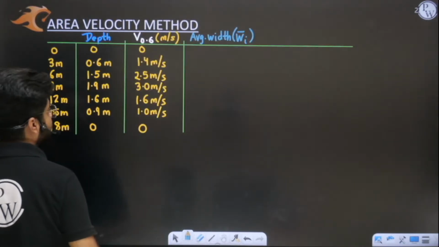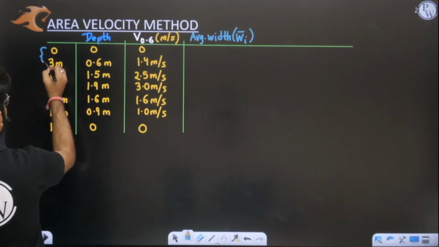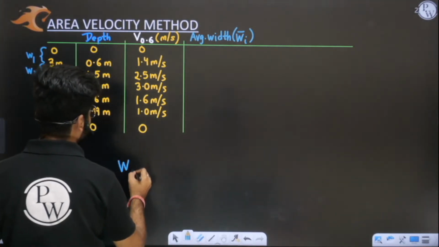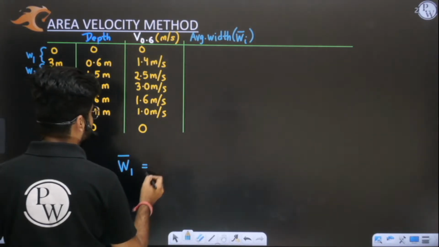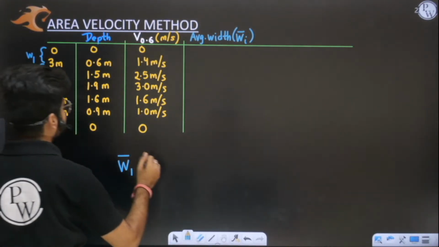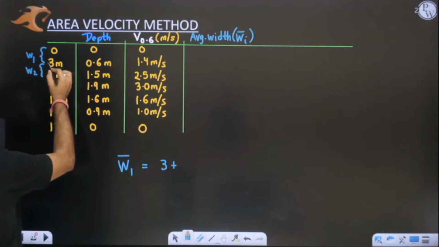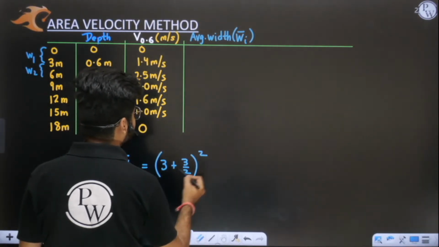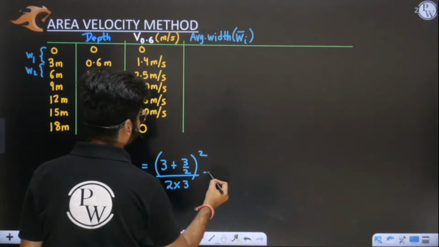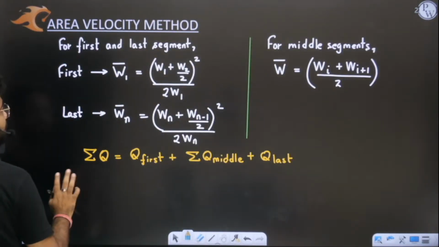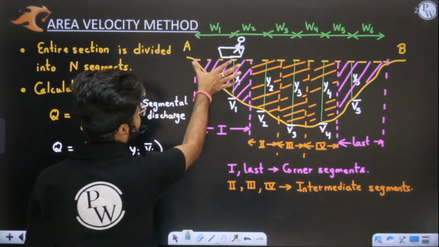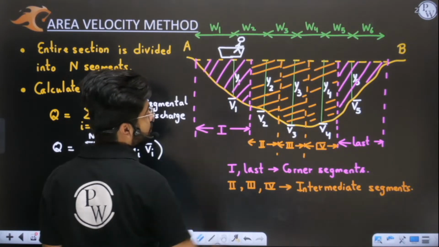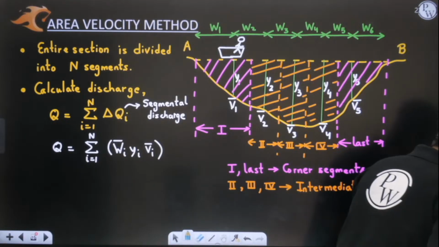Okay, sir, this is the first third meter, this is W1 and this is W2. Understood, sir? Now in order to find the first average width for the first segment, I will do W1 plus W2 by 2. So W1 is 3, W2 is 3 again, then 3 by 2. We take half of it, then square it, divide by 2 into W1. Why are we taking W1 completely and W2 by 2? Because in this diagram you can see, W1 is complete and this is half. Yes or no?